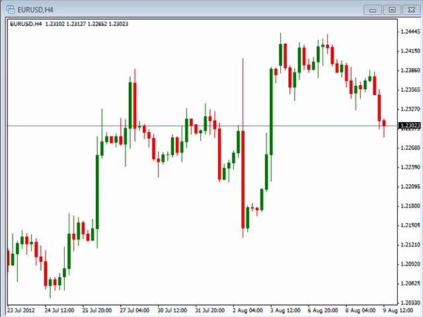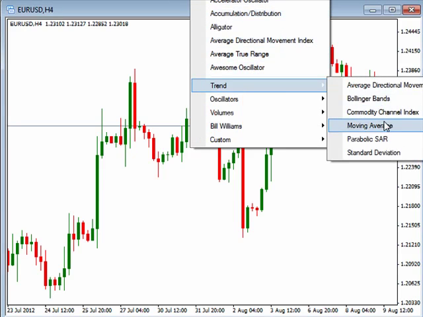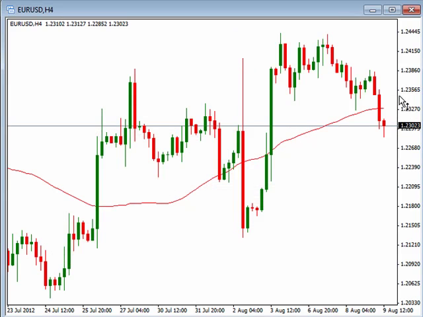Now remember, we want to look for first of all the trend, which we can do several ways. We can look at higher highs and higher lows. We can look at a 40-period simple moving average, and if that's moving up, then we're going to say that the trend is in an uptrend, and we're going to look to enter into it in that direction.